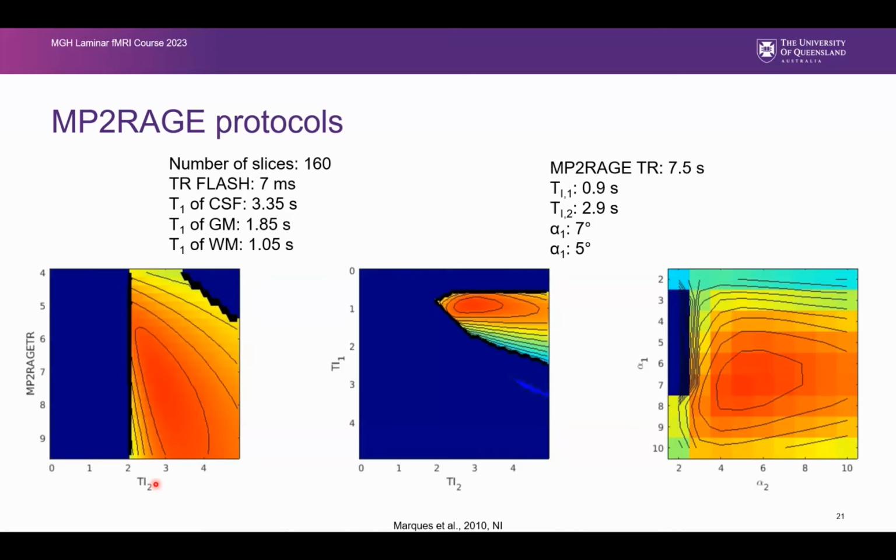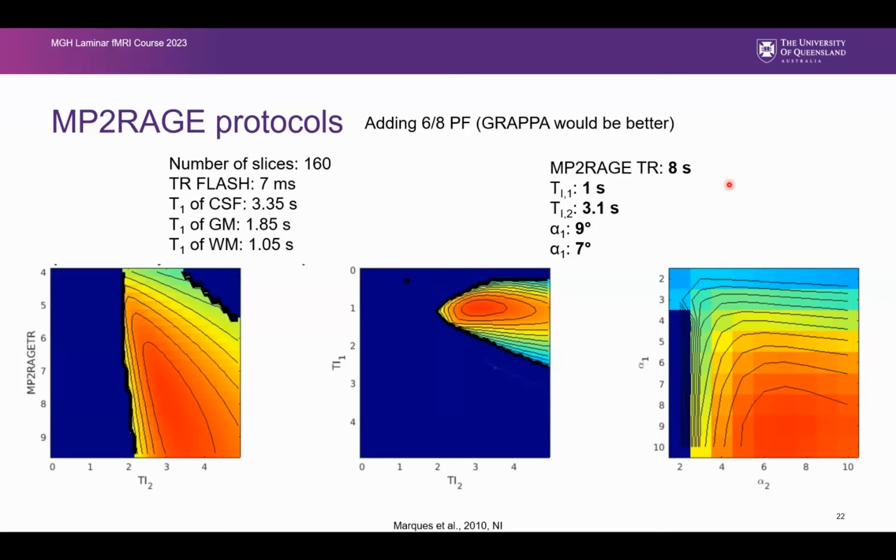So Jose was very kind and has shared with me some of his MATLAB code to actually optimize. This is more or less what he had in the paper. You basically put in the number of slices, how long each individual readout of the gradient echo takes, and what your assumed T1 of CSF, gray matter, and white matter is, because you can obviously do this for different field strengths. And then it puts out, okay, what's your TR, what are your inversion times, what's your flip angle.